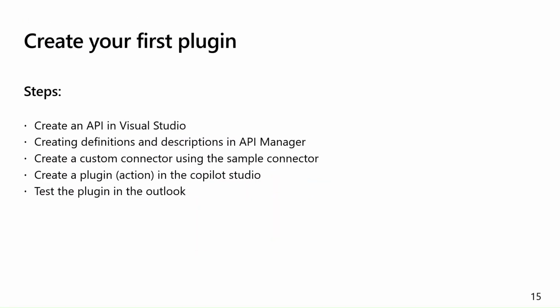These are the 5 steps I followed to create my first plugin. The very first thing I did was use the sample response from the public documentation to create my first API in Visual Studio. Then I used Visual Studio to publish my API behind the API Manager. Then in the API Manager, I created my definitions and the descriptions that the Copilot is expecting. Then I created a custom connector using a sample connector in the public documentation. And then I created a plugin or added an action in the Copilot Studio. Then I tested my plugin in Outlook.